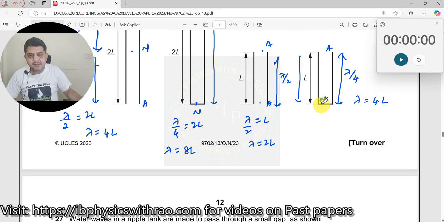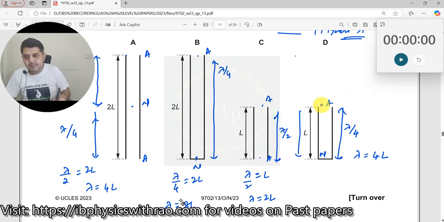Now which of them has the greatest value of lambda? B has the greatest value, right? So which will have the least frequency? Simple.